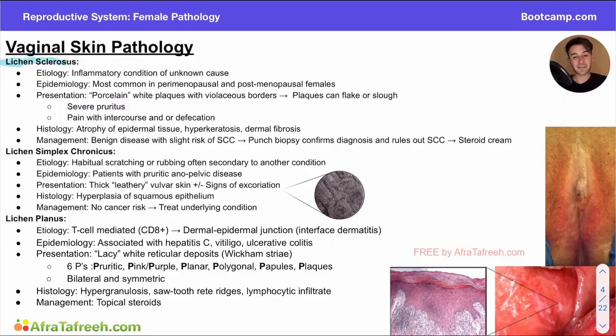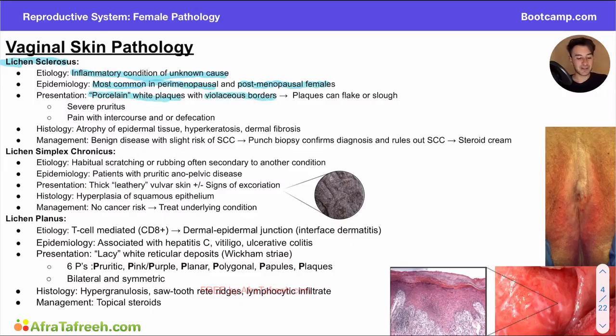And this is going to be an inflammatory condition of really unknown origin, so you don't need to know the pathophysiology for the step 1 exam. However, you do need to know some facts about who gets this disease process and what it's going to look like. So this is going to be most common in our perimenopausal patients or postmenopausal patients, so you can expect an age like 40 to 60s or 70s here in terms of the patient who's going to present with this. And it's going to look like a porcelain white plaque with violaceous borders.